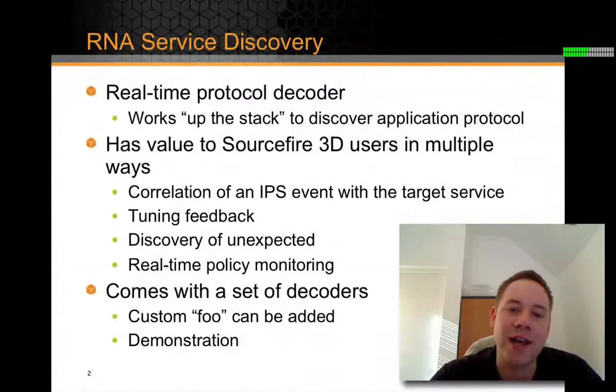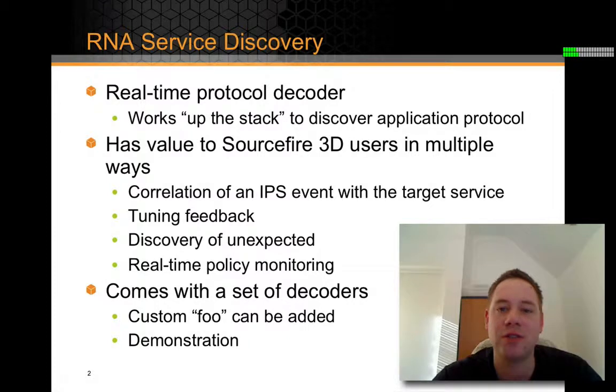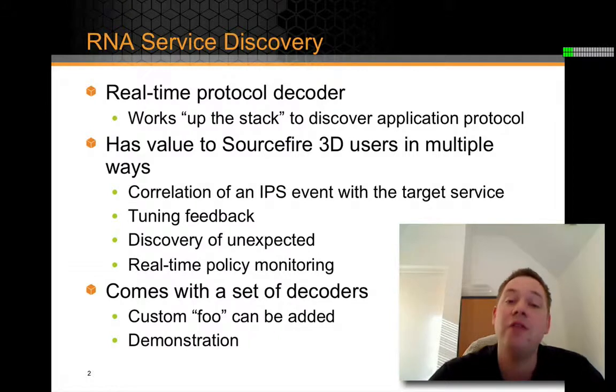So at the core of RNA is a real-time protocol decoder that works right up the stack to associate service information with port numbers, because you know just as well as I do that TCP port 80 doesn't always mean HTTP, in the same way as HTTP doesn't always mean TCP 80. From a user's perspective, this has a couple of advantages.